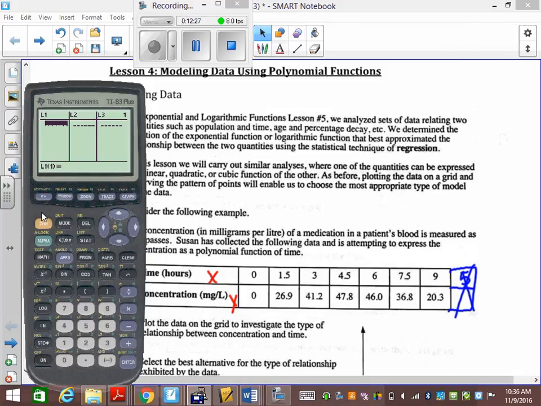So go to your list 1 and list 2 and type them in. Make sure that 0 goes with 0 right away, and then 1.5. So I just do all my X's at once. 0, 1.5, 3, 4.5, 6, 7.5, 9.